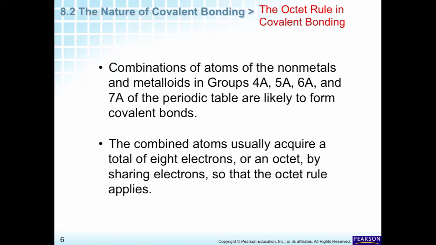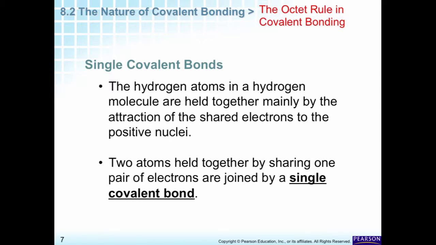Combinations of atoms of the nonmetals, that's group 4 through 7, or 14 through 17, will form covalent bonds. And usually we'll get an octet. There are some exceptions to that where you get more than an octet, and that is lower in the periodic table due to the availability of d electron orbitals and f electron orbitals. But we're going to focus mostly on the octet.